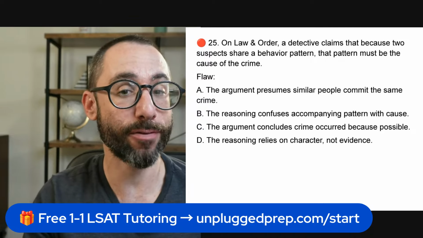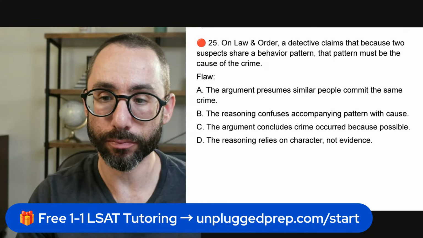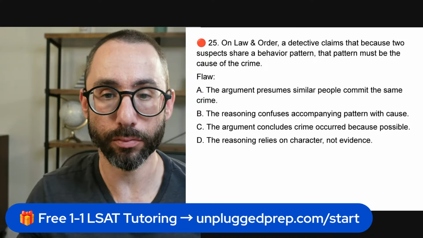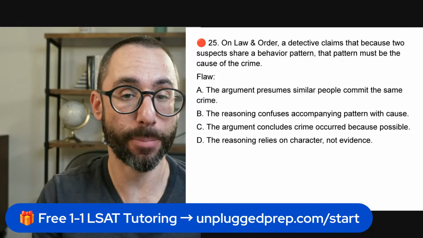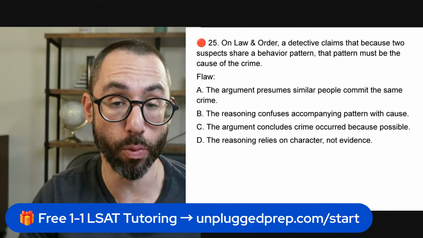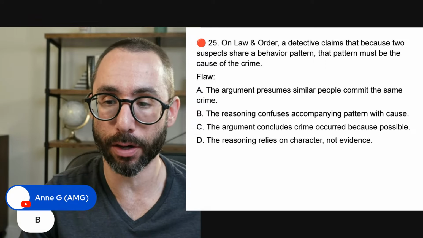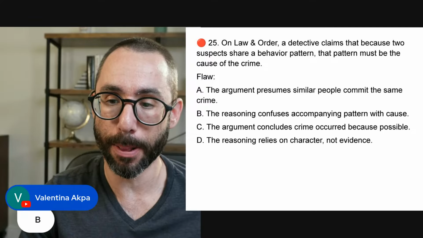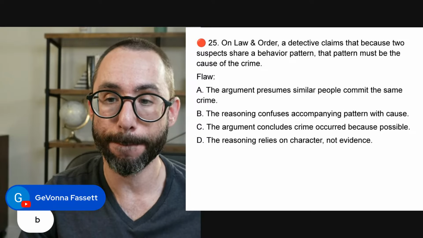Two suspects share a behavior pattern, so that pattern must be the cause. So we have an association between two people having the same pattern. Therefore, that has a causal relationship with the crime occurring. I see a ton of folks got it. Nathan, Autumn, Anne, Zuli, Valentina, Passion, Marlo, Osvaldo, Giovanna, all saying B. B is in fact correct.